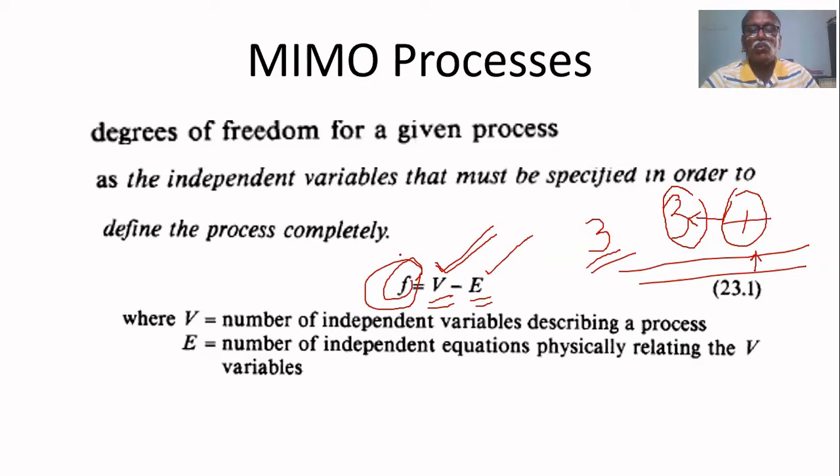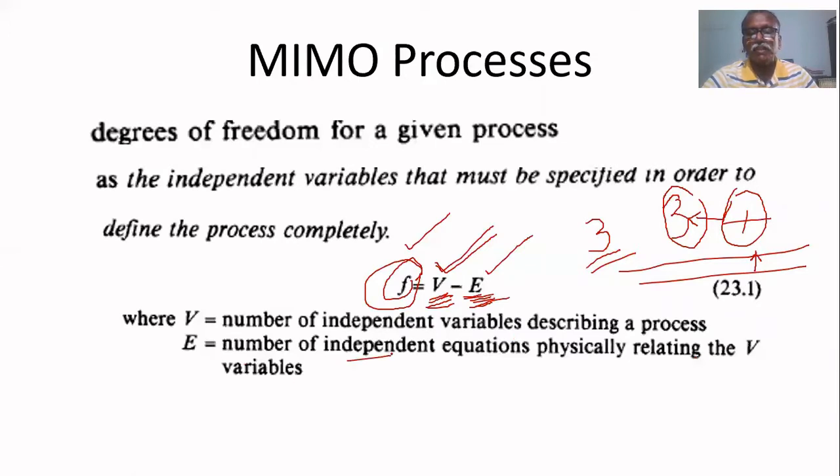That's why how many control loops we can put in a process can be defined as the number of variables minus the number of equations. So V minus E. That is F equals V minus E. V is the number of variables and E is the number of independent equations physically relating the V variables.